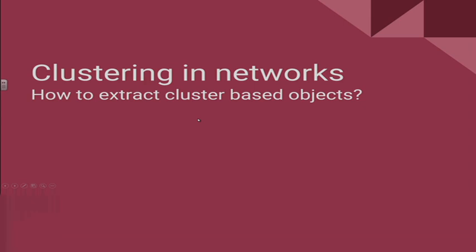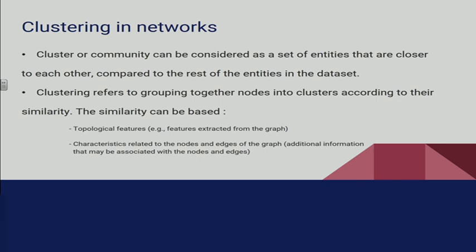We'll briefly discuss clustering in networks. As you all know, clustering can be considered as a set of entities that are closer to each other than to the rest of the network. It's like grouping nodes into clusters according to similarity. There are different clustering methods based on the different similarity measures that we use. It can be based on topological features or characteristics related to the nodes and edges of the graph.